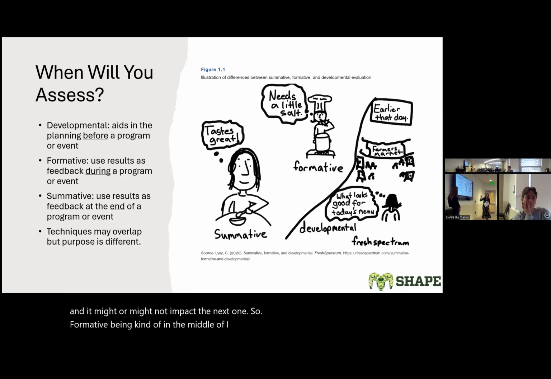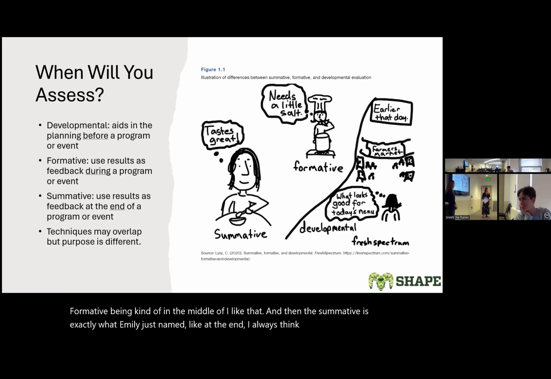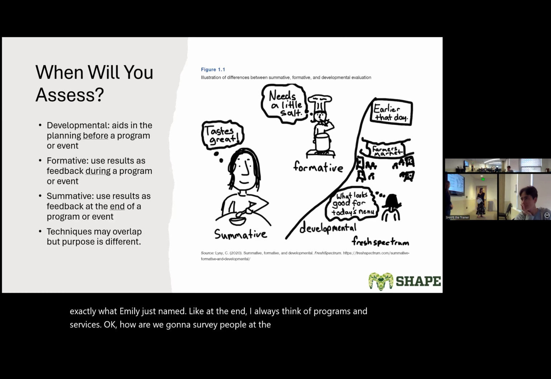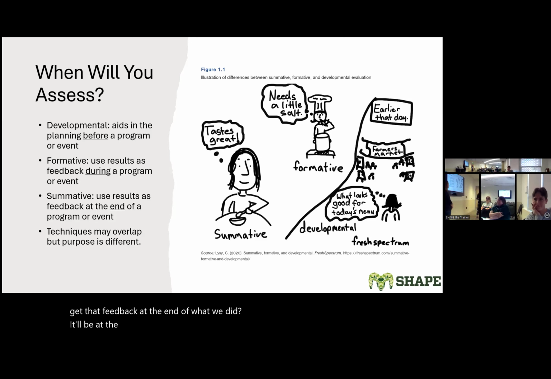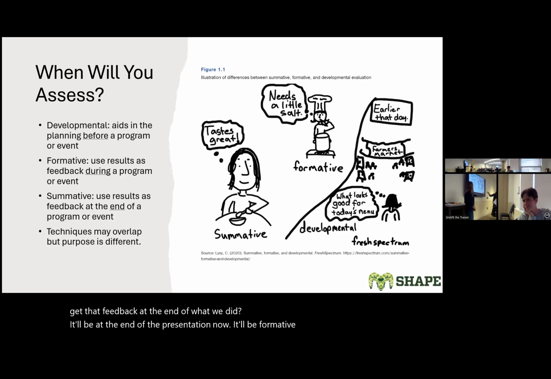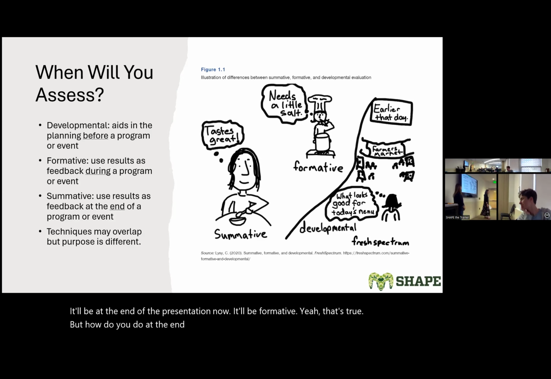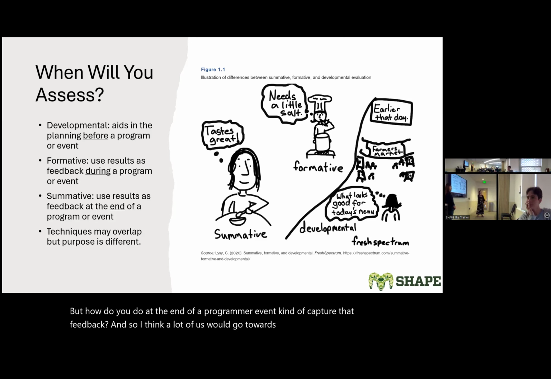I like that. And then the summative is exactly what Emily just named, at the end. I always think of programs and services, okay, how are we going to survey people at the end? How are we going to get that feedback at the end of what we did? There's QR codes to your left and right. Please. It'll be at the end of the presentation. Formative. Now it'll be formative. Yeah, that's true. Okay, good. But how do you, at the end of a program or event, capture that feedback? I think a lot of us would go towards summative in terms of how we're currently structured, but that's not the only way you can do it.